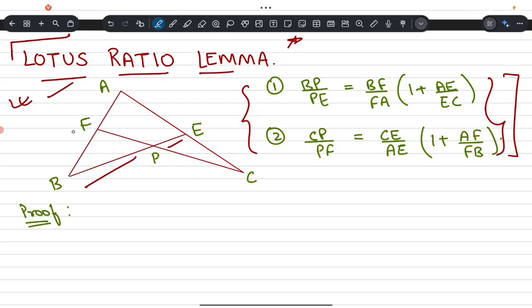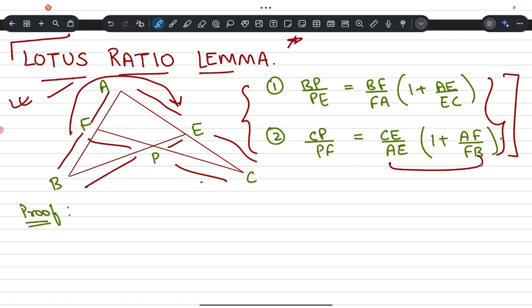Now to memorize this, look at it like this. You go from BF, then FA, then AE, then EC, and you end. For BP by PE, you start with BF, then FA, then comes AE, then EC. BF, FA, 1 plus AE, EC. You have to just add 1 plus. Similarly, for CP by PF, you have to do CE, EA, AF, and FP. Yeah, CE, EA, AF, and FP. This direction. All right.